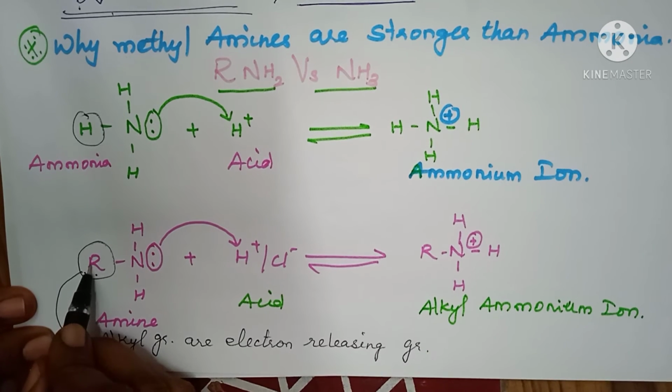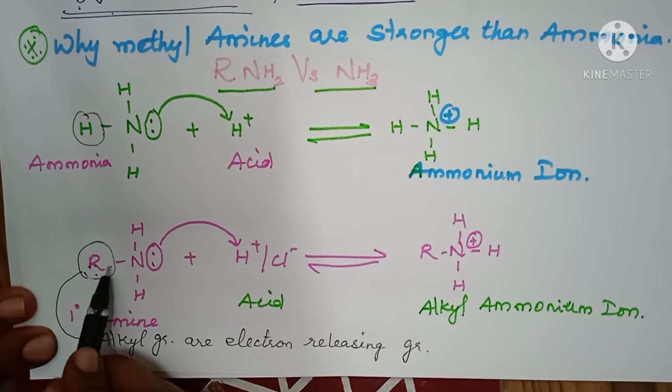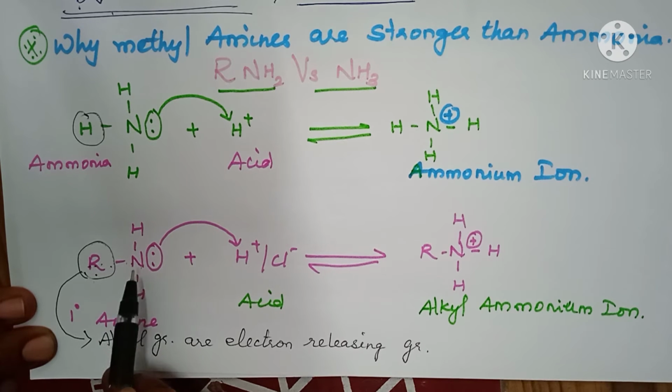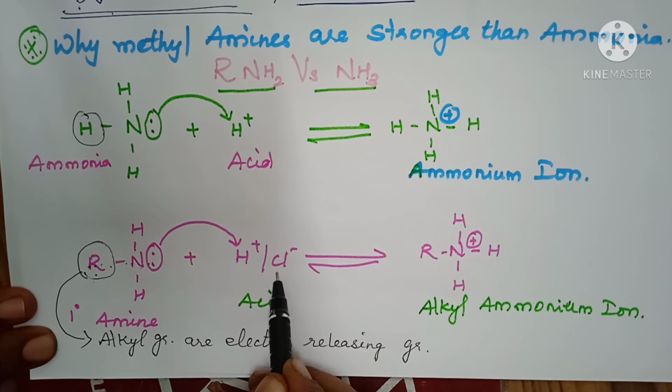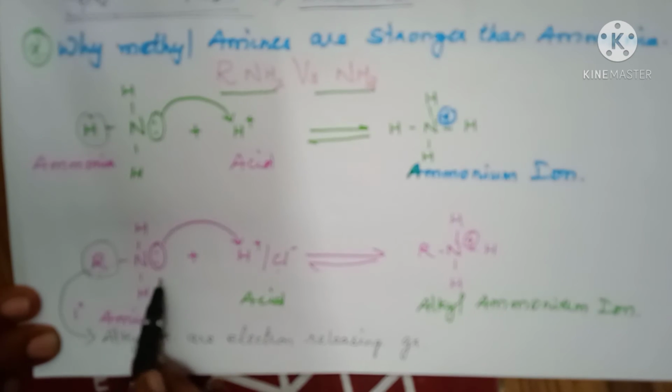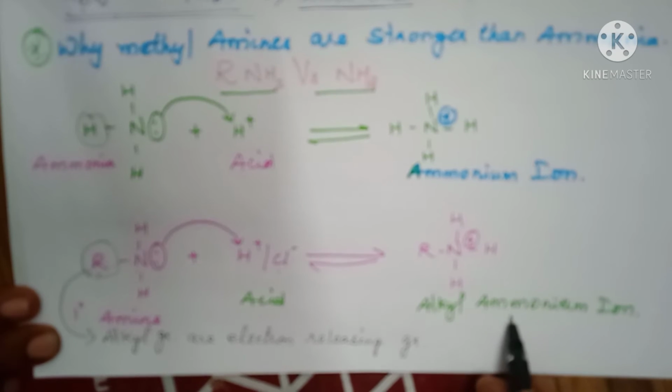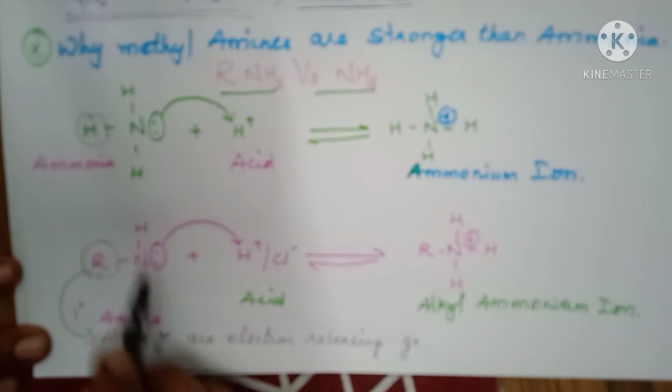See here, when it is ready to release the electron, it's pushing it toward the nitrogen. So when it is pushing, electron density will be higher on that nitrogen. So electron density is increasing. Naturally, it is ready to give electrons towards that H plus ion. This alkyl group is pushing the electrons towards the nitrogen, so nitrogen is getting higher density. That is the reason it's ready to donate the electrons. So automatically you are getting alkyl ammonium, which is stronger than ammonia.